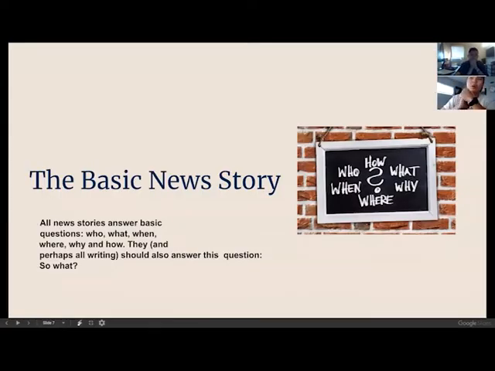We said this before, all news stories answer the basic questions: who, what, when, where, why, and how. They, and perhaps all writing, should also answer this question: so what? The thing that makes things news, and we talked about that in chapter 1, is do people care about the story? What's the point of writing about the dog fashion show if no one cares? We want something that actually matters, especially for your demographic. You guys are more in tune with what's happening that affects kids in your generation and your population. So you should be a little more aware of what's important.